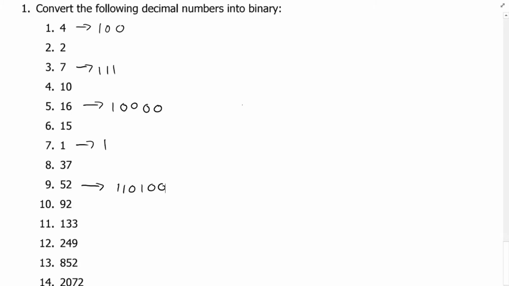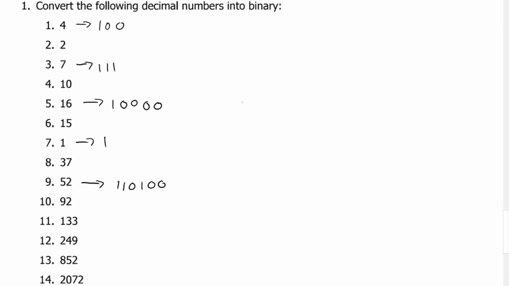We'll just do a couple more of these and I'll leave the rest for you to do. So let's do 1.12, which is 249. Okay, so 249 divided by 2 is 124, remainder 1. 124 divided by 2 is 62, remainder 0. 62 divided by 2 is 31, remainder 0.